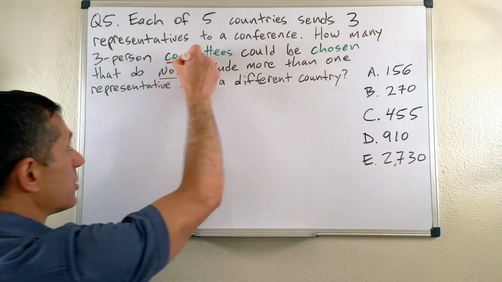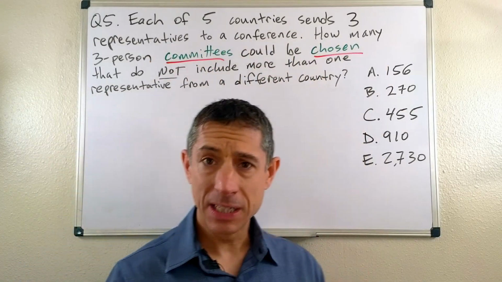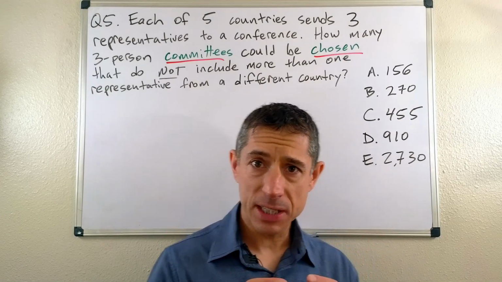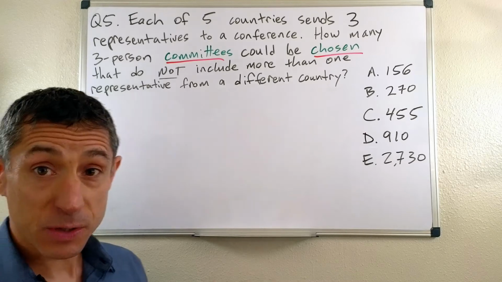Again, notice the language, committees, chosen. We're in the world where order does not matter here. It's going to be using the formula, combinations, not permutations, not slots. Okay, cool. Now, how the heck do we use the formula here?